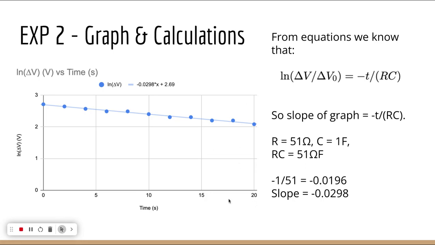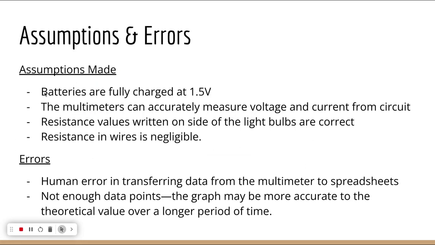We'll go over some reasons for why it might not be correct here. So some assumptions: the batteries are fully charged at 1.5 volts. The multimeters can accurately measure their readings. The resistance values written on the light bulbs are correct, and the resistance in the wires is negligible. These are 4 assumptions. Some errors could be human error in transferring the data from the multimeter to the spreadsheets.